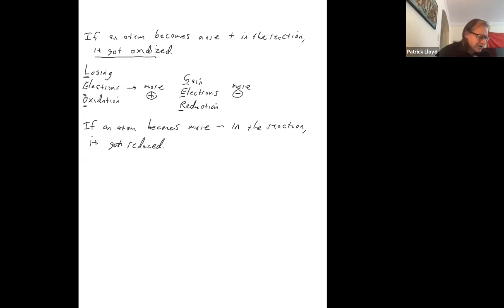So the idea here is Leo goes grr. It's the lion. Leo the lion goes grr, growls, right? So losing electrons is oxidation. You'll get more positive. Gaining electrons is reduction. You become more negative. There's a second one that I'm aware of. There's probably a third one too, and that's oil rig.